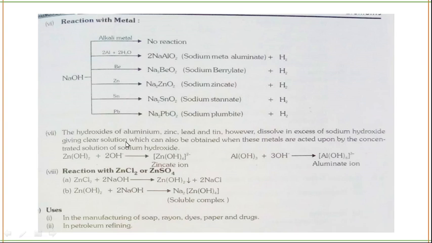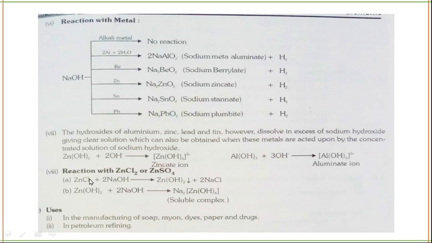The hydroxides of aluminium, zinc, lead and tin, however, dissolve in excess of sodium hydroxide, giving a clear solution, which can also be obtained when these metals are acted upon by a concentrated solution of sodium hydroxide.